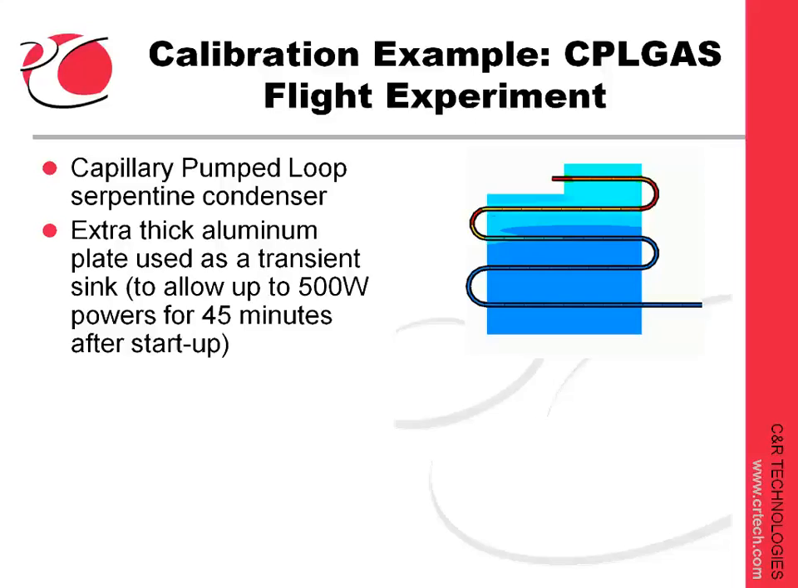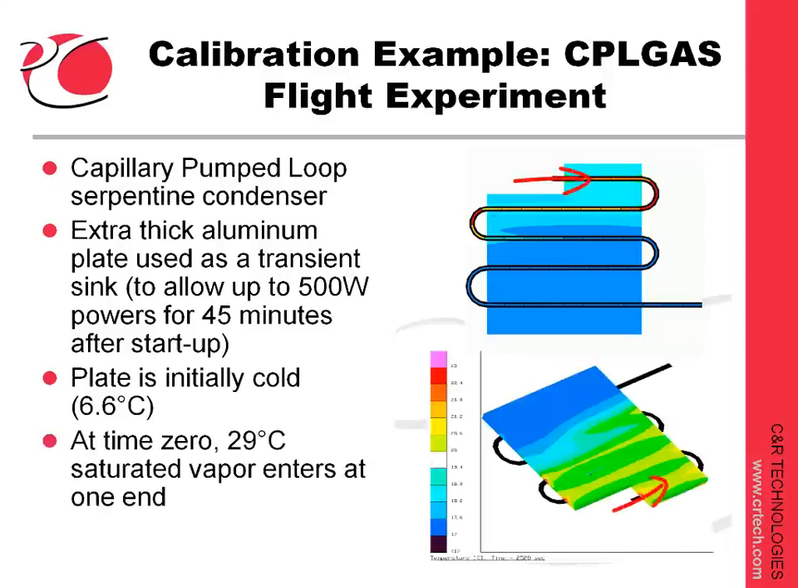Let's walk through another, more elaborate example, a thick aluminum plate that was used as an ammonia condenser. The plate is initially cold at 6.6 C. At time 0, saturated ammonia vapor at 29 C enters one end of the tube, at a flow rate corresponding to 500 watts worth of vaporization. As the ammonia condenses, it deposits energy onto the plate, and as a result, the plate warms up, since it has a weak environmental cold bias, until finally the vapor reaches the end of the plate almost 45 minutes later.